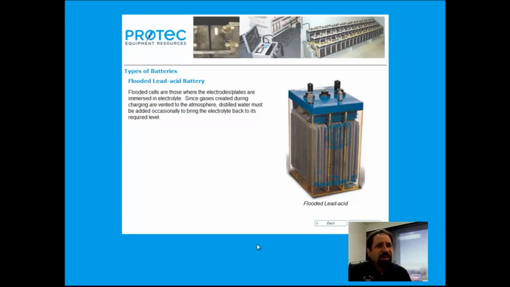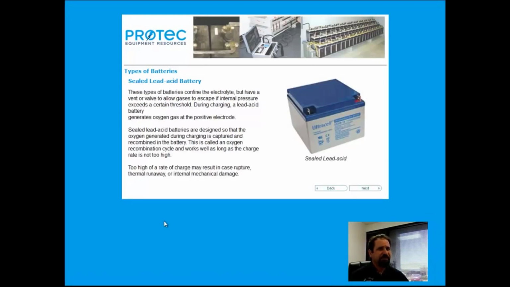Flooded cells are those where the electrode plates are immersed in an electrolyte. Since gases created during charging are vented to the atmosphere, distilled water must be added occasionally to bring the electrolyte back to its required level. Here we see an example of a lead-acid jar, and we notice that typically in a flooded cell we are using a clear style jar where we can actually see into the electrolyte and the plates.